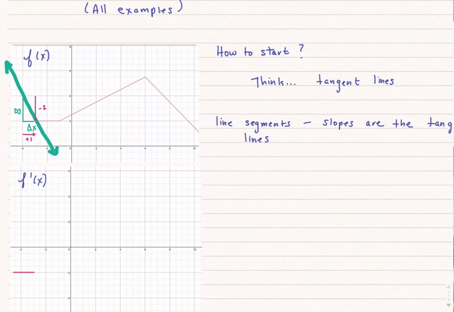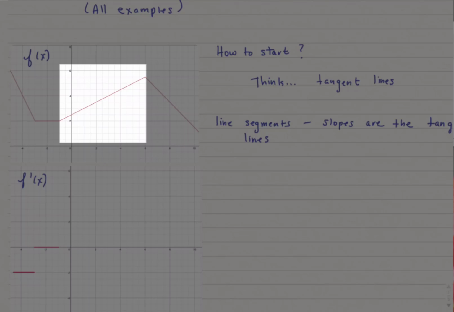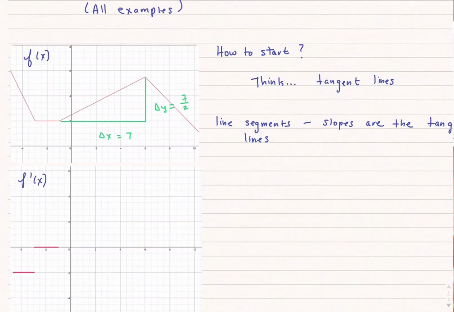Let's look at the next portion. Well, that slope is simply 0 between -3 and -1. And I'll graph it like that. My next section, let's look at what the slope is there. I get delta x is 7 and delta y is 7/2. So if I put delta y over delta x, I get the slope of 1/2. And this is a positive slope. Now I have one more line segment, and this looks like a negative slope. For the 2 points I've chosen, delta y is -7/2 and delta x is +7/2. That means the slope at this point is -1.